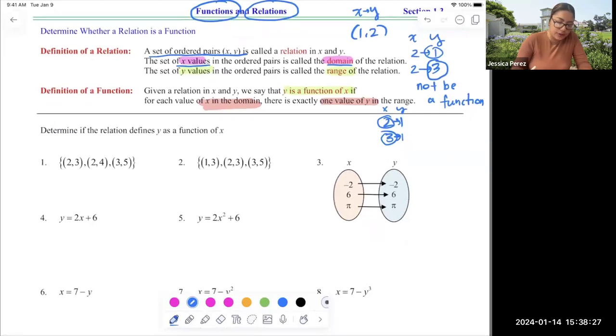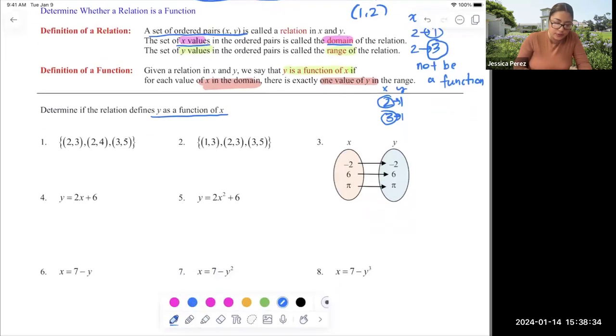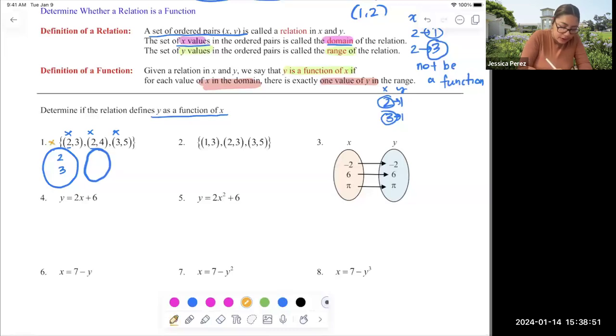All right, let's determine if the relationship defines a function of x. The first thing we want to do is write it as a table. This is x, this is x, this is x, that's my domain. So 2 is in the domain, and 3 is in the domain. Now my range are my y values. Let me use a different color. This is x, and then y are going to be 3, 4, 5.